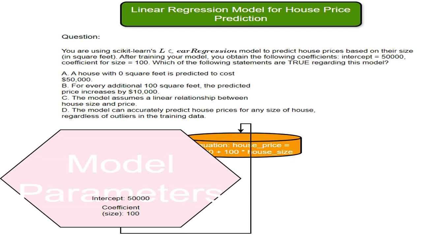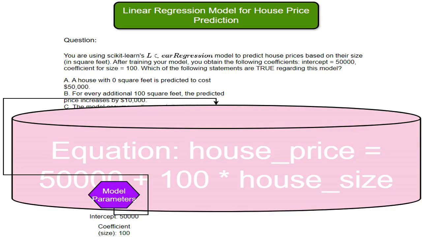The intercept, 50,000, represents the predicted house price when the size is 0. The coefficient 100 represents the increase in predicted house price for every 1 unit increase in house size. The intercept value is 50,000. This means the model predicts a base price of $50,000 even for a house with 0 square feet.